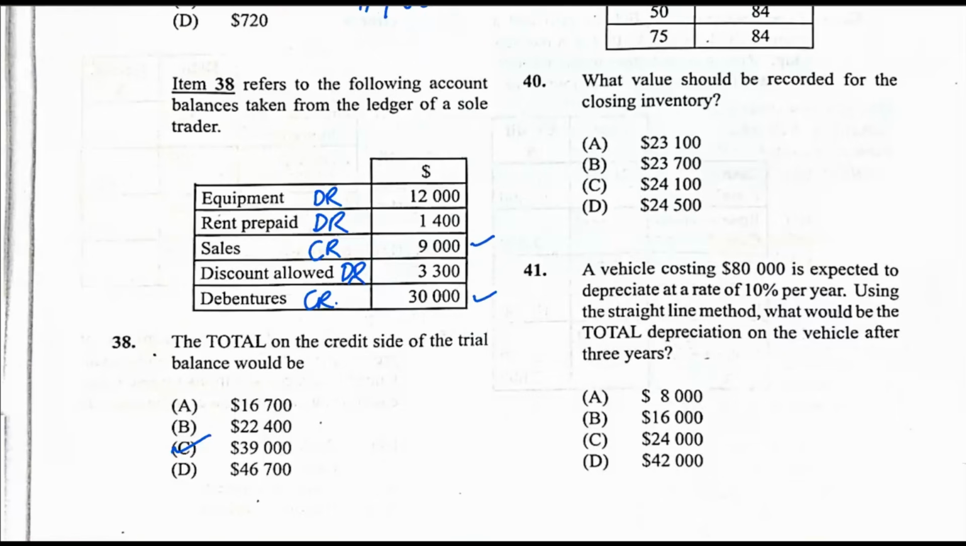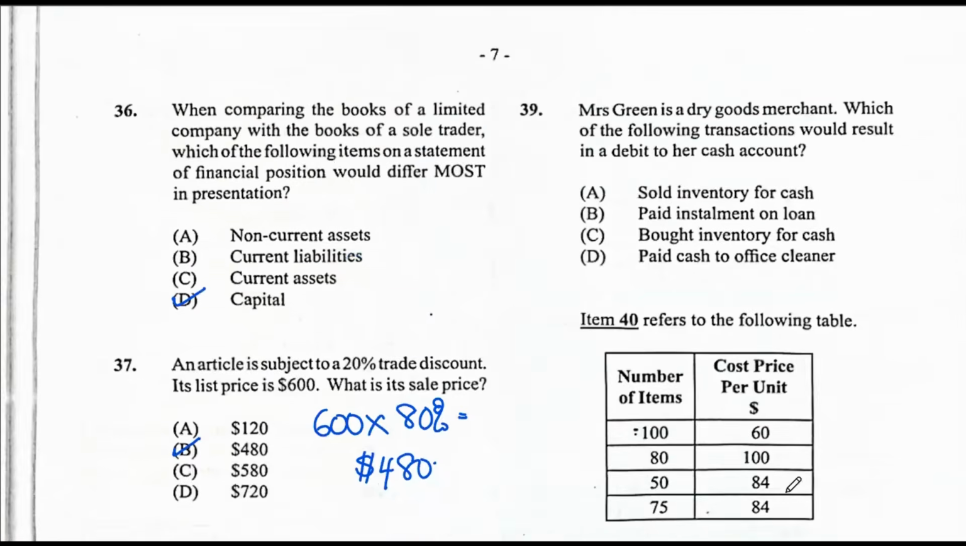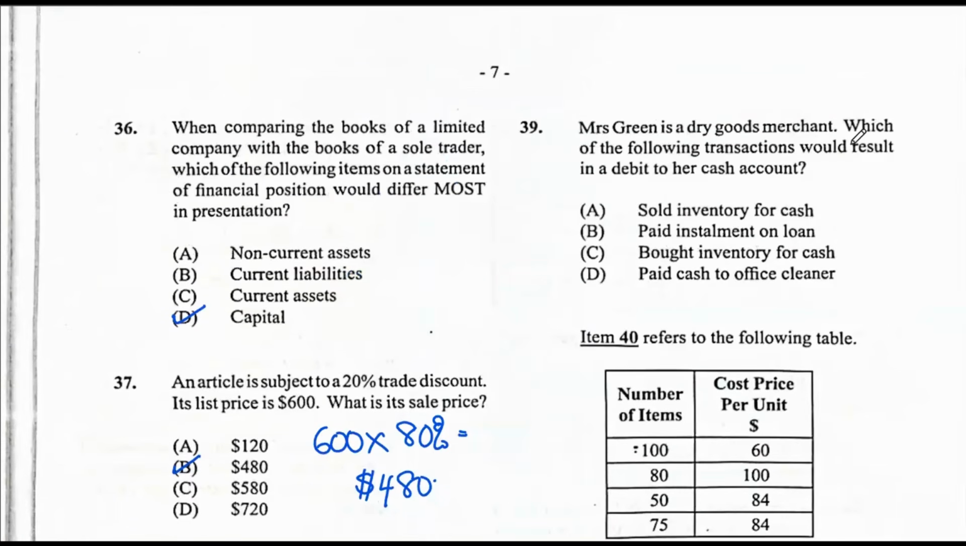Alright, moving on to question 39. Let's go check it out. Mrs. Green is a dry goods merchant. Which of the following transactions will result in a debit to her cash account? Well, cash account is an asset. Debit means your asset account is going up. So if she has a debit to her cash account, it means her cash account is going up, so she would have been receiving money. Which one here in question 39 indicates that Mrs. Green is receiving money? Well, A, she sold inventory for cash. Great job.